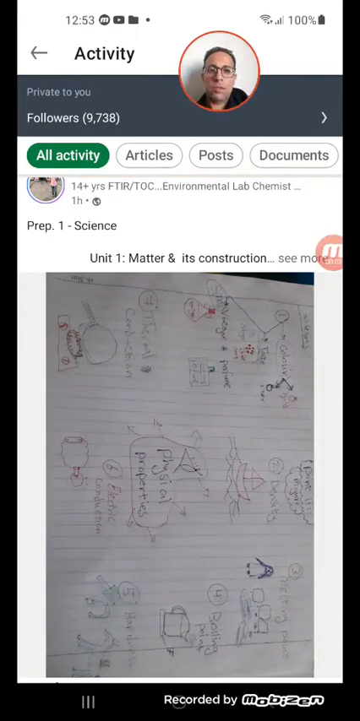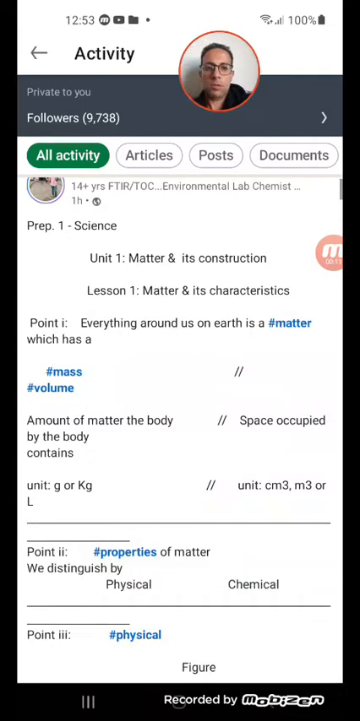Today we'll talk about the first lesson in Prep 1 grade about science, about matter and its construction. It's Unit 1, and lesson 1 is matter and its characteristics. We divided the lesson into points, and we'll talk about some points today to make it easier and continue later. So, actually, we'll talk about the first point: how we define matter.